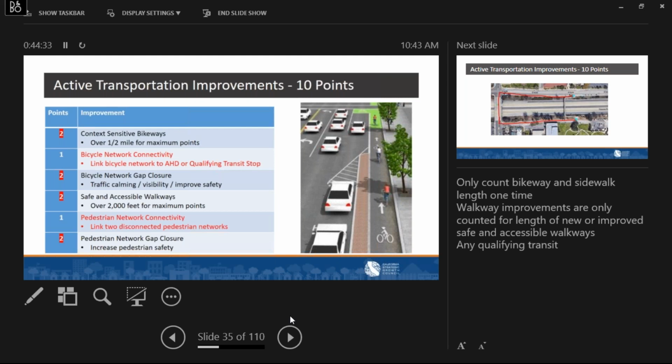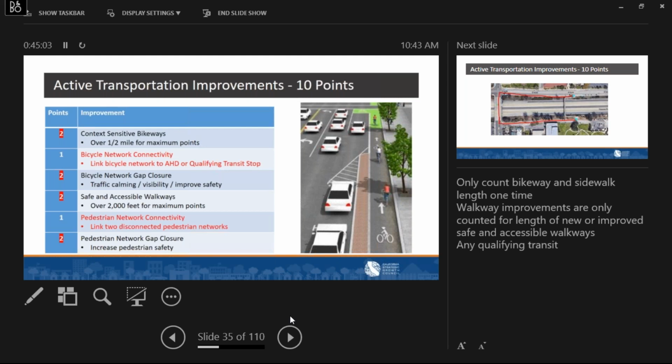Context sensitive bikeways. Depending on the length of the improvements being proposed in the AHSC project, any project that proposes over half a mile of bikeway improvements, according to our context sensitive bikeways definition, which depends on the average daily traffic of the roadway, will receive 2 points. Bikeway improvements that are less than half a mile are eligible for 1 point.